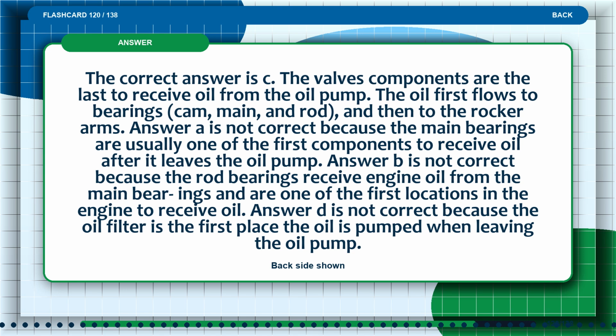The valve train components are the last to receive oil from the oil pump. The oil first flows to the bearings, cam, main, and rod, and then to the rocker arms. Answer A is not correct because the main bearings are usually one of the first components to receive oil after it leaves the oil pump.